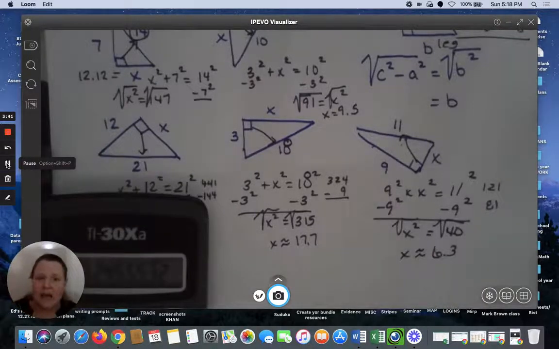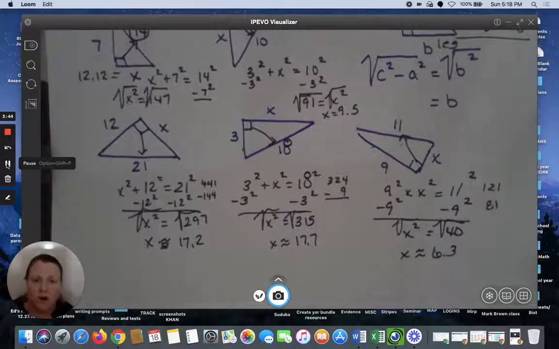And so again, that's how we're going to find the leg when we already know one leg and the hypotenuse. So great job.